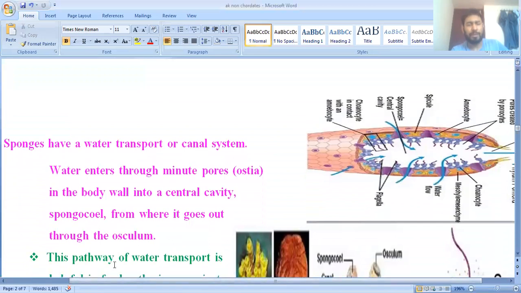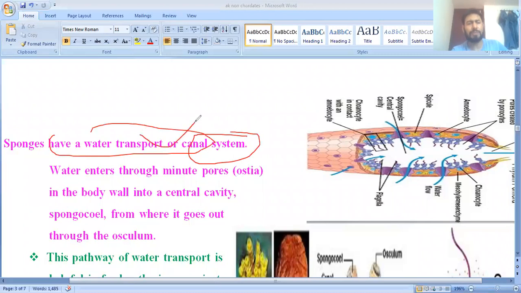Okay. So one thing, if you read the next sentence, sponges have a water transport or canal system. Sometimes students get confused between the water vascular system and the water canal system. But you should know the water vascular system is found in the Echinodermata, and the water transport system or water canal system is found in the poriferans.